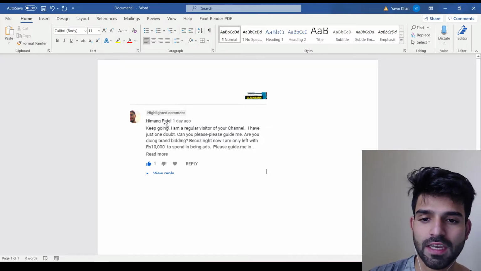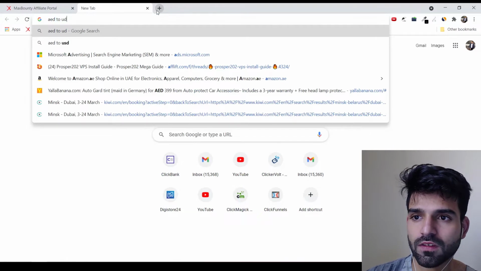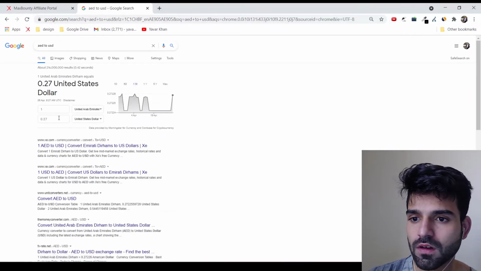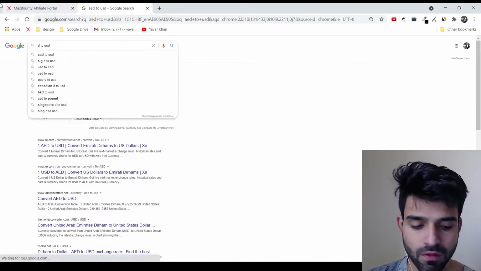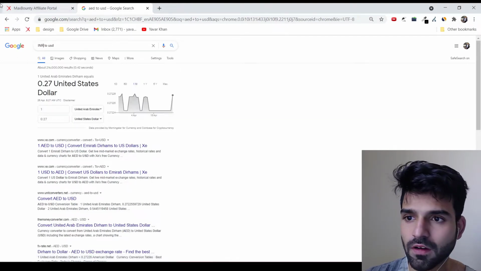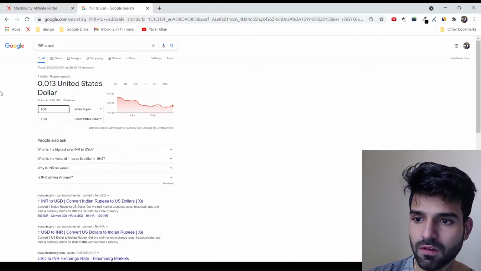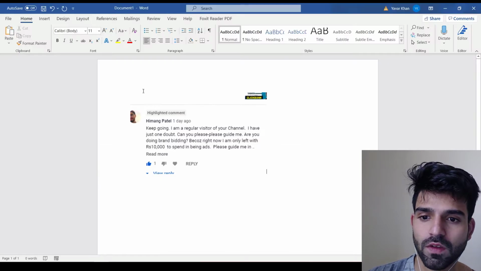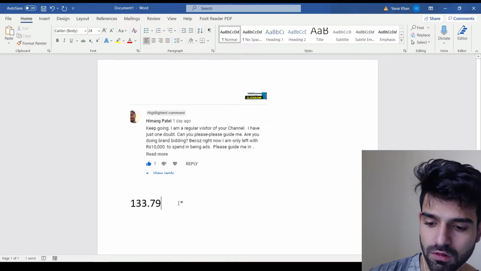So he has little money, around 10,000 rupees, which is around $110. Only this much amount of money, which is a lot, and if you ask me what to do with it.